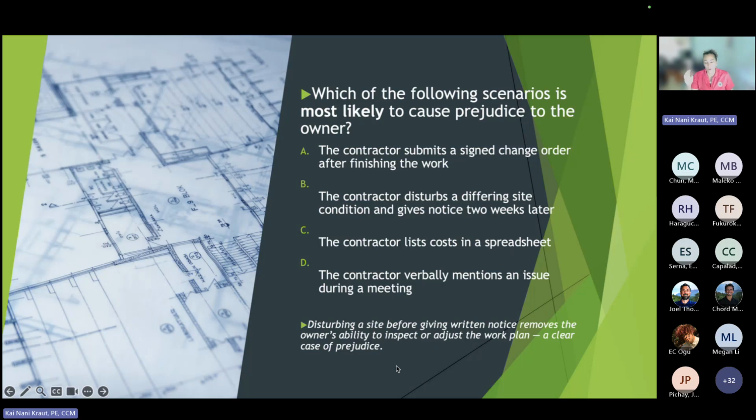So remember, and we're going to go through this, and this is why we have kind of a workflow checklist or decision tree that we have. It's a draft, so we're going to finalize it. So prejudice is when the contractor takes our ability as the owner to act, to mitigate, to do something. So in this case, and again, we're going to kind of go through it.